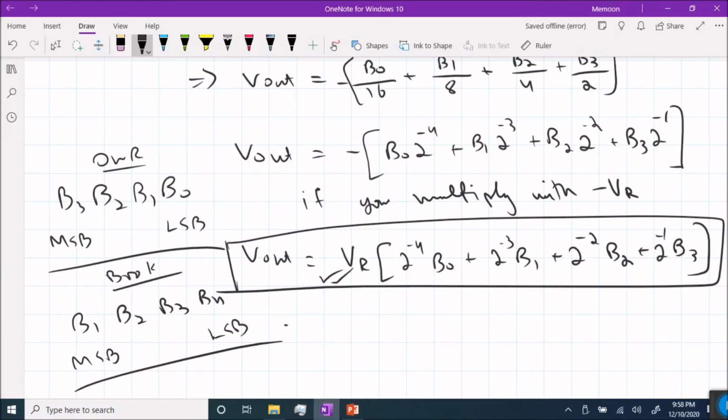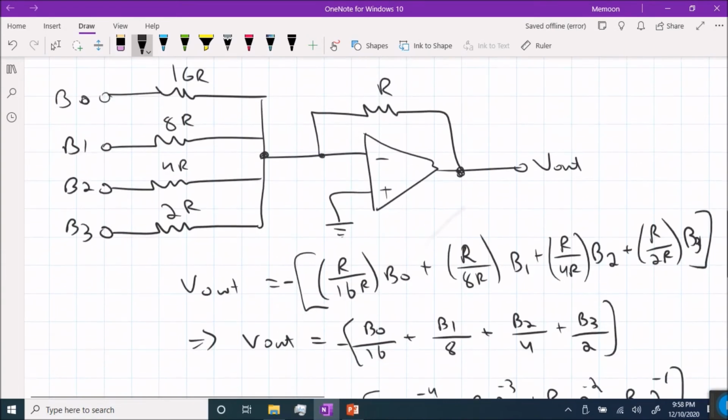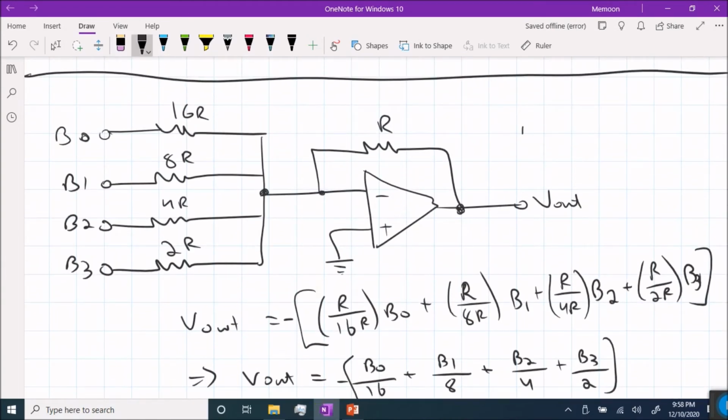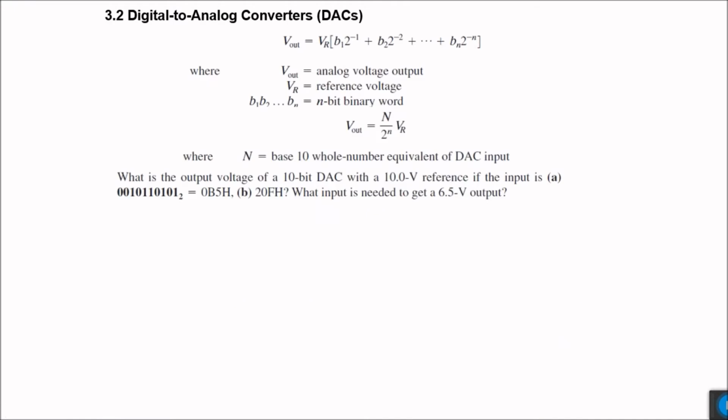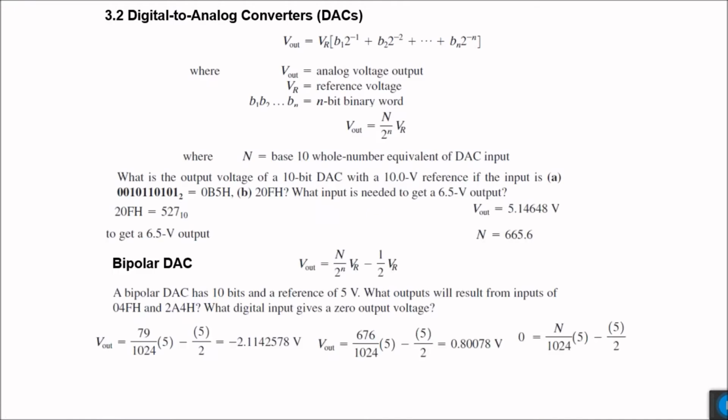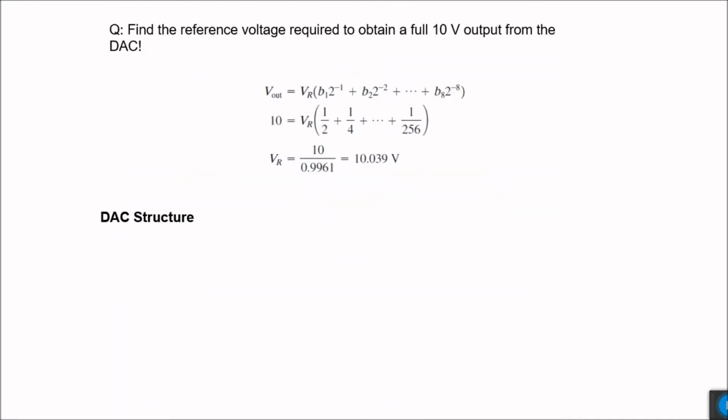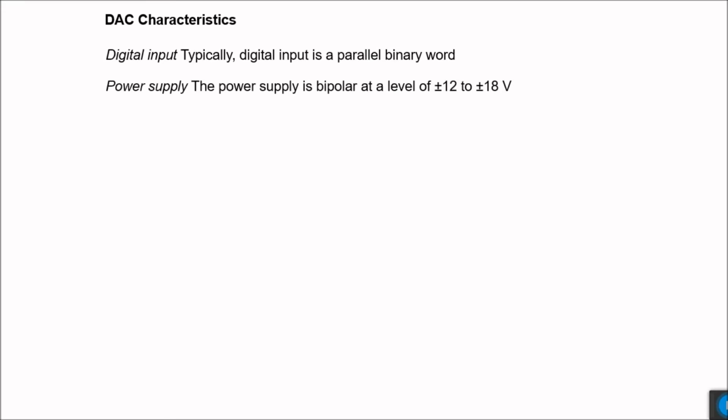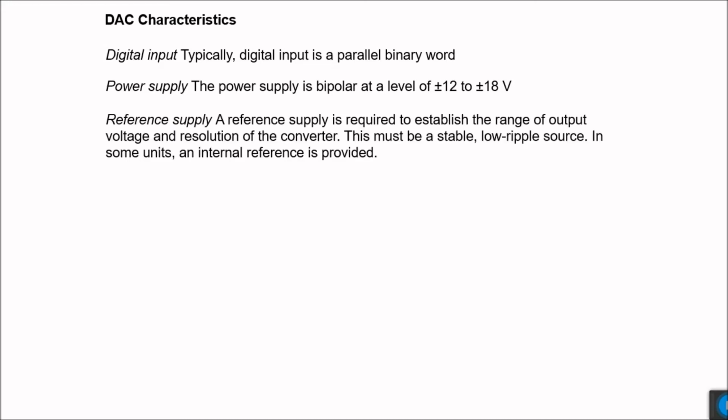So the circuit that we have studied is a very simple digital to analog converter, and that is a very accurate digital to analog converter. So let's continue with the other characteristics of a digital to analog converter. A DAC has a digital input and it is typically a parallel binary word. There is a power supply and a reference supply.